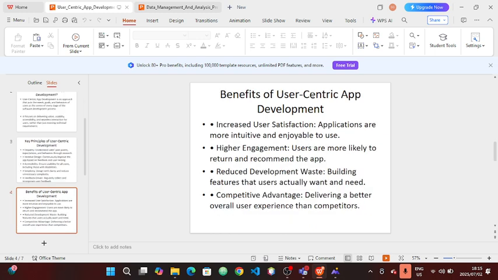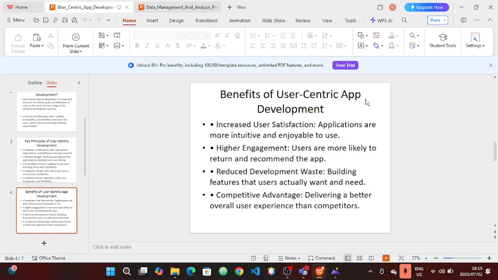So, we move to the benefits of user-centric app development. We have satisfaction; it increases users' satisfaction. We have higher engagement, it reduces development waste, and it gives a competitive advantage. By increasing user satisfaction, the applications are more intuitive and enjoyable to use.